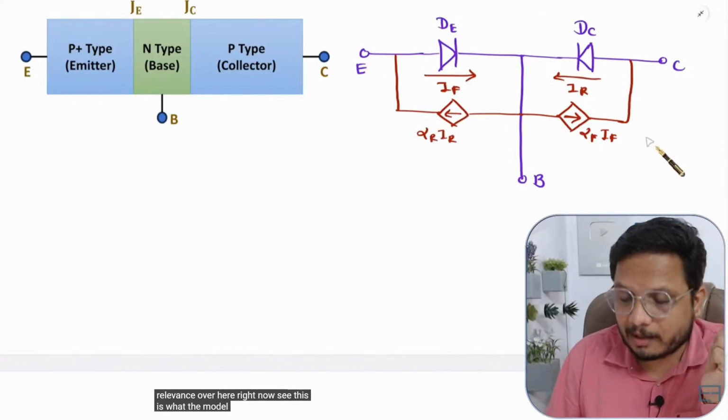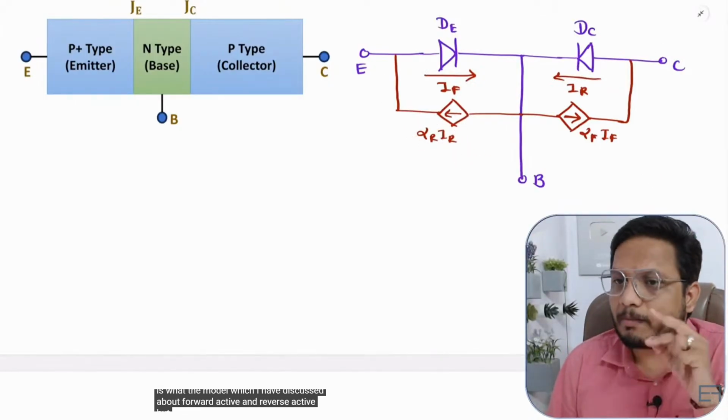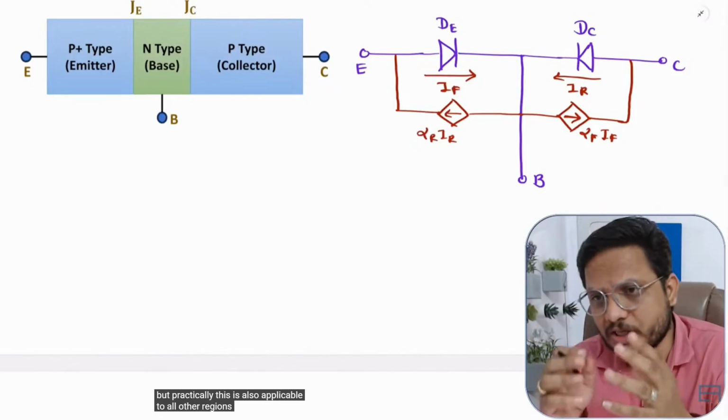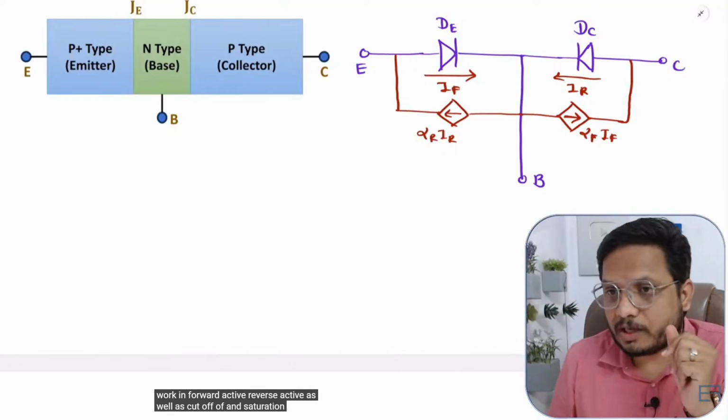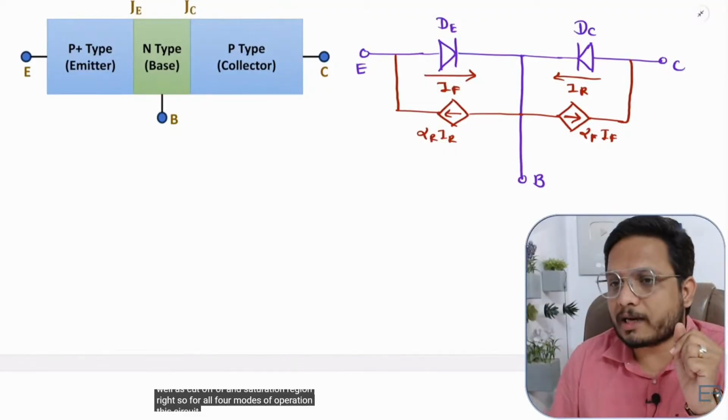Now, this is the model which I have discussed about forward active and reverse active. But practically, this is also applicable to all other regions. The transistor can work in forward active, reverse active, as well as cutoff and saturation region. So for all four modes of operation, this circuit is applicable.